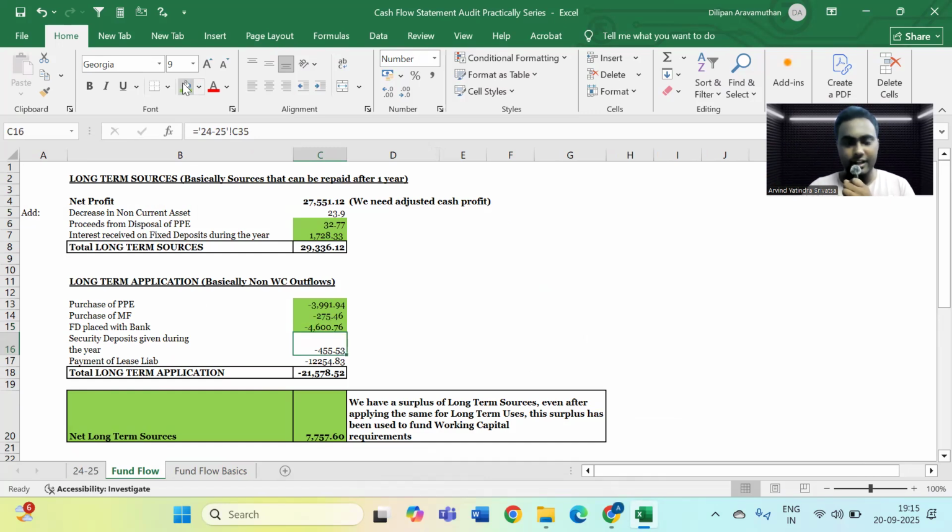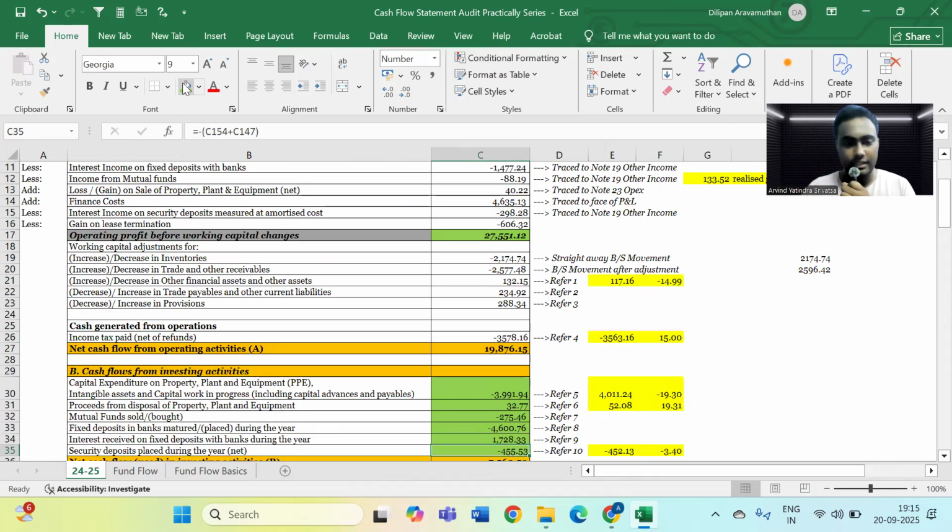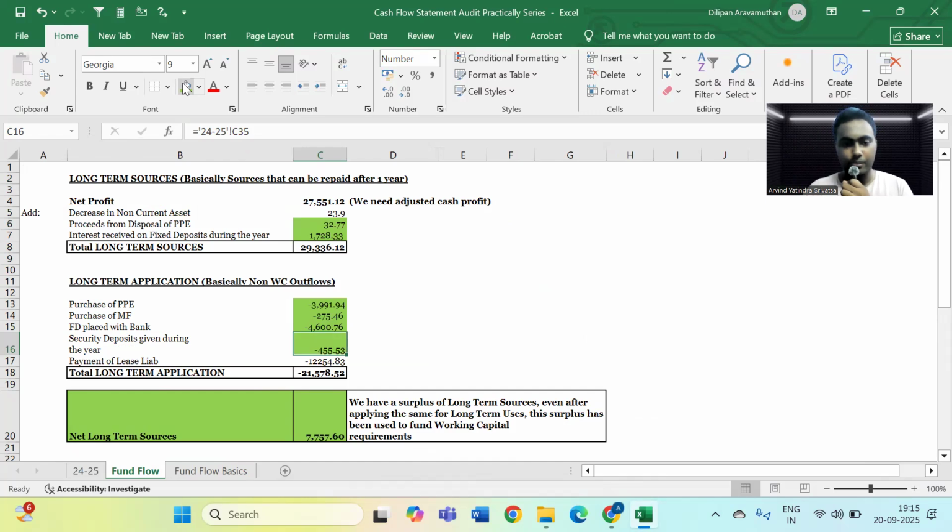again. Then security deposits given during the year. So I am basically giving security deposits to the counterparty, which is again an application because I'm paying the funds to the party, which is again an outflow, which is again linked here. So which is done. So which we have got here, 455.53.